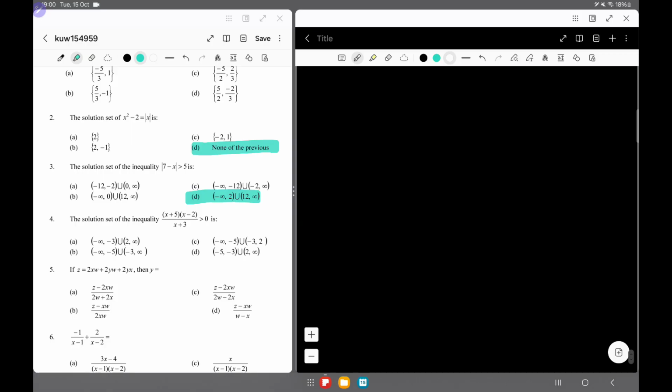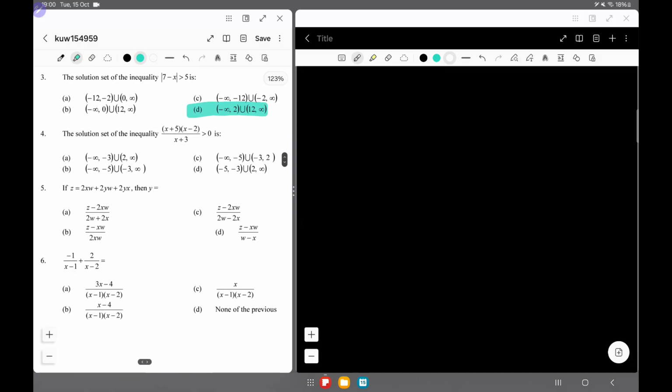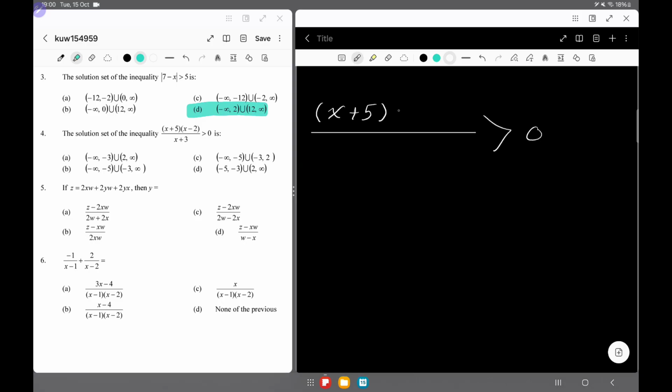I hope you understand that very well. Next one, it's really easy, not really much. We have this inequality: (x plus 5)(x minus 2) over (x plus 3) is more than 0. Before you start, you have to look at this.